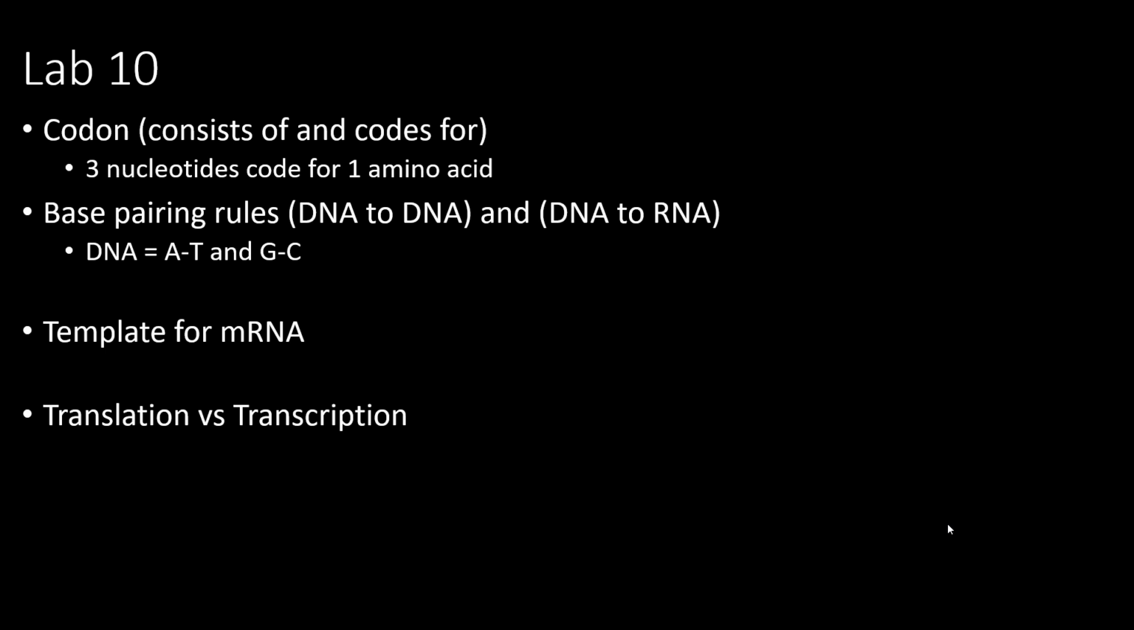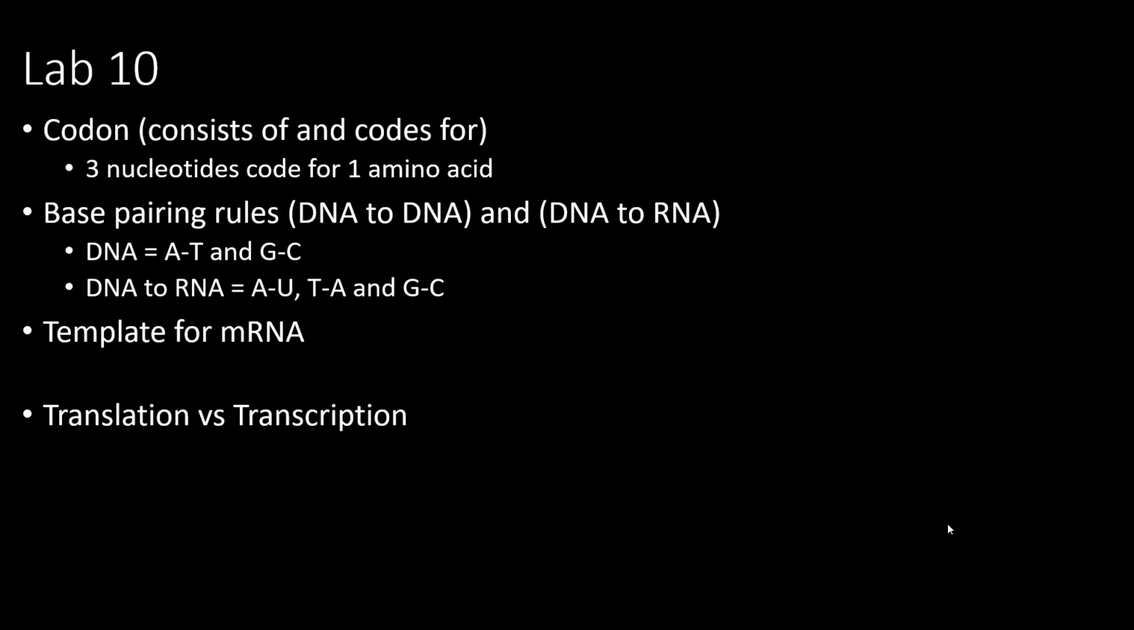Now that rule doesn't really work when we go from DNA to RNA, because when we go from DNA to RNA, there is no T in RNA. So if I have an A in the DNA, it's going to pair with U, okay, because T is not in RNA. But if I have a T in the DNA, it still pairs with A, and G always pairs with C.